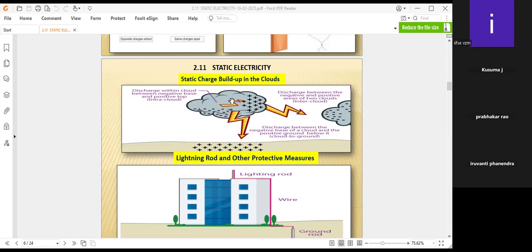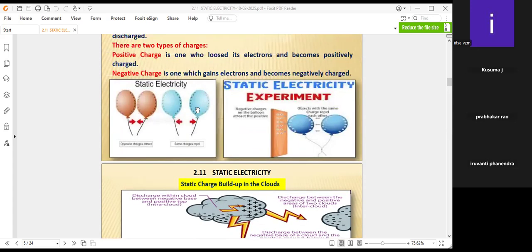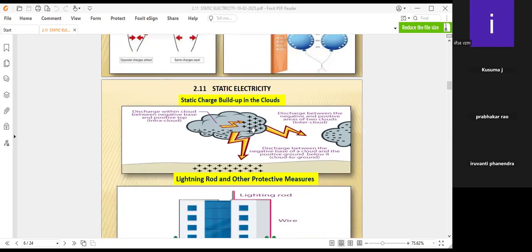After the static electricity. Before that, we will discuss static electricity discharge within the cloud, between the negative base and the positive top. Here, in the cloud itself, when the static charge occurs, the charges are separated, like the positive and negative in the balloon. The cloud is also positive and negative. This is called intra, within the cloud itself.